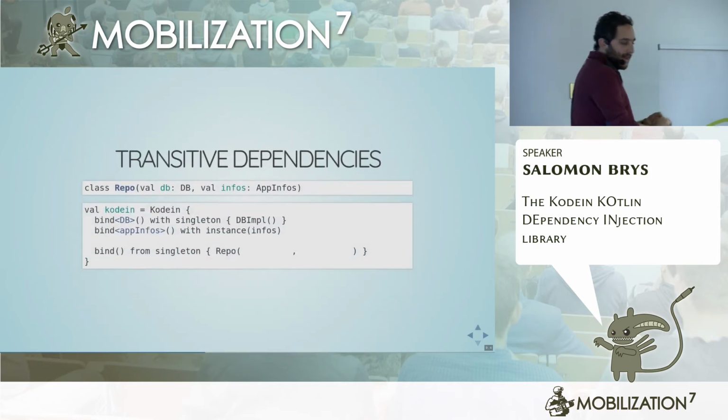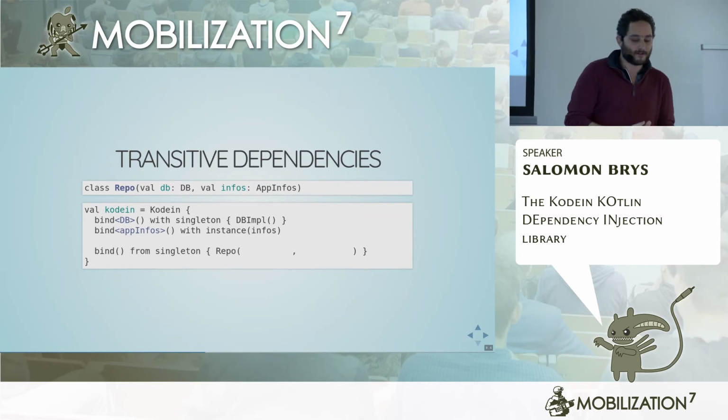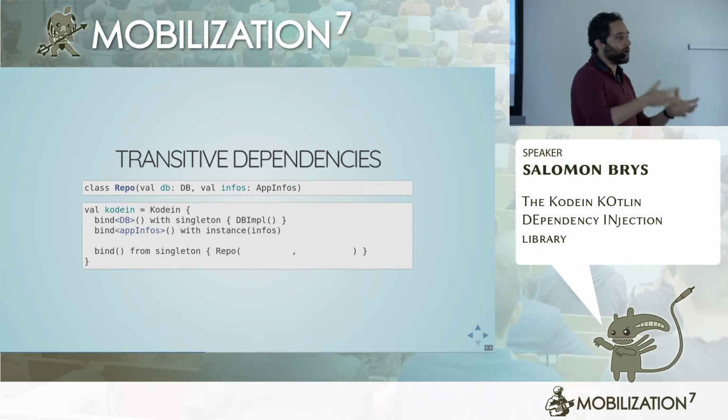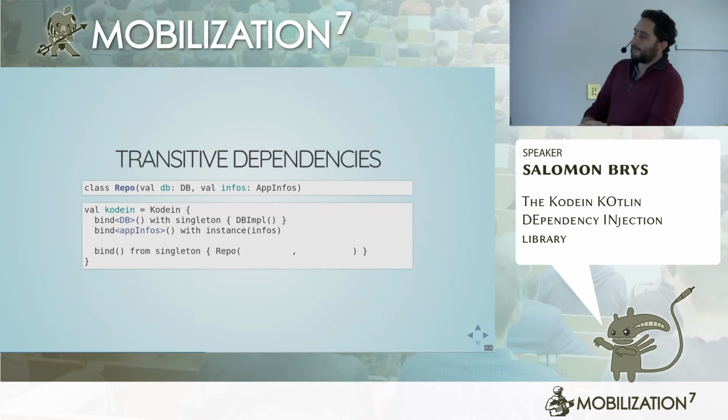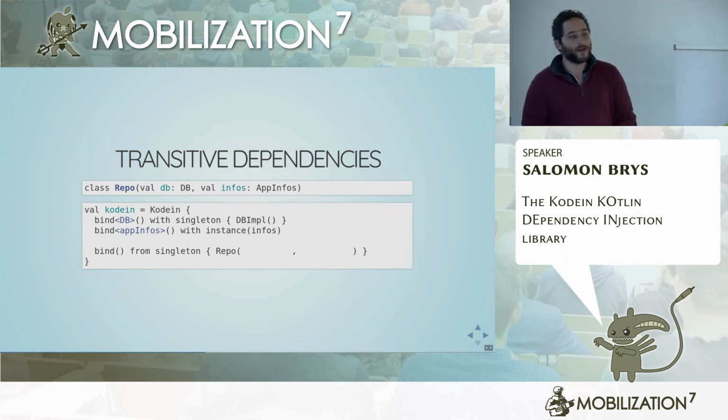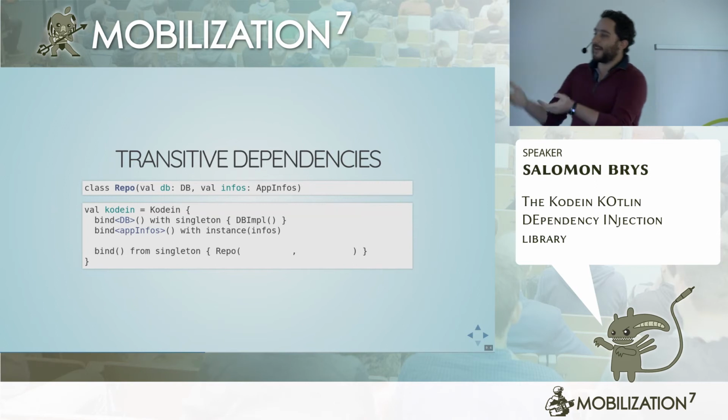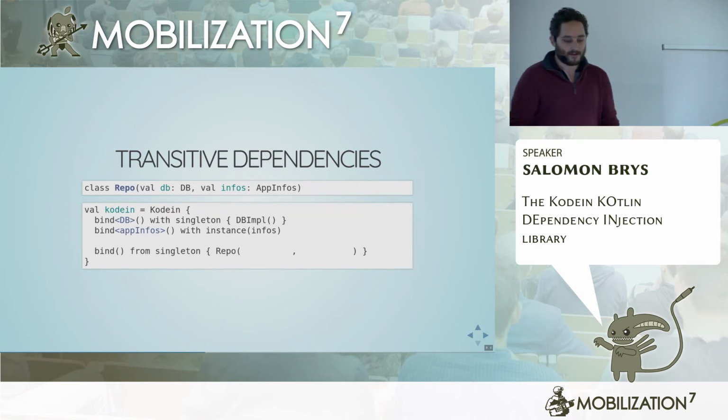Okay, so that's all well and good, but how do we handle transitive dependencies? Transitive dependencies are dependencies of dependencies. There are multiple ways to handle them. Here, this is the way to handle them at construction. This is the way that Dagger mainly uses. I have an object and I need the dependencies at construction. Please give me my dependencies.